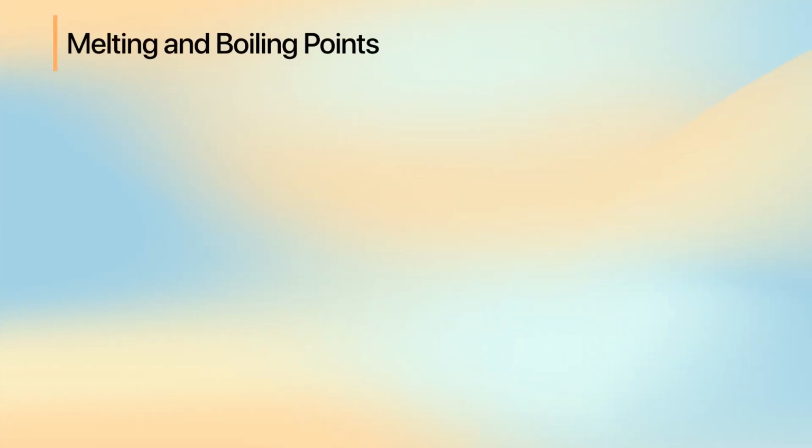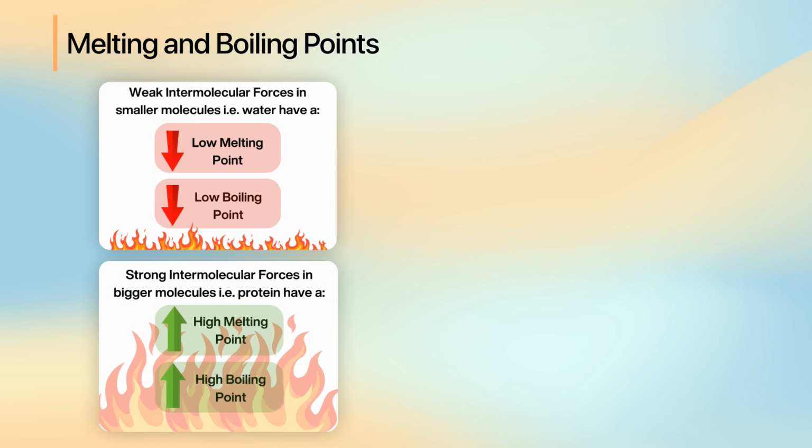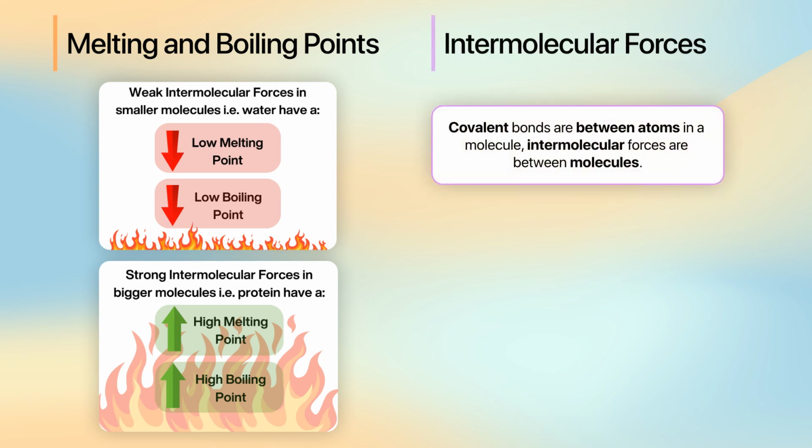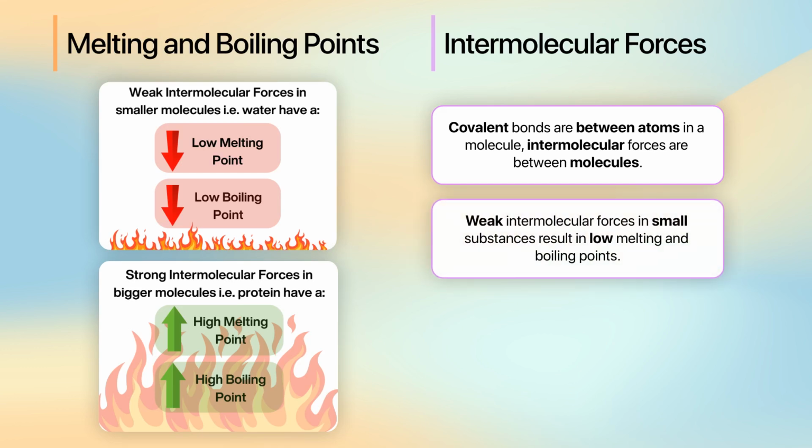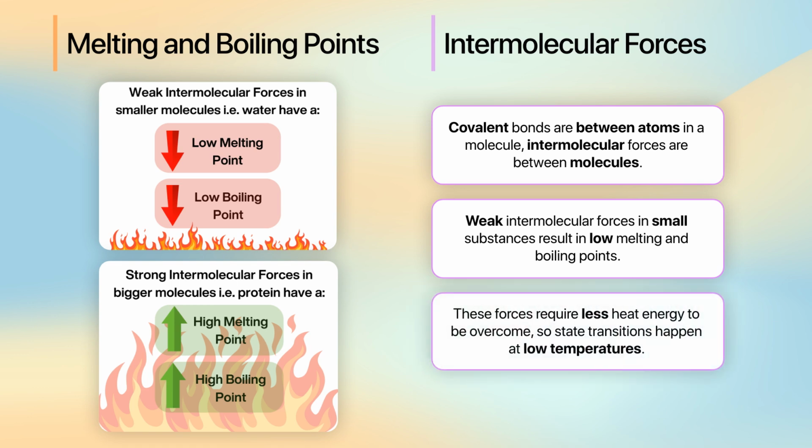In today's lesson, we delved into the properties of small molecular substances, particularly focusing on their low melting and boiling points. We distinguished between covalent bonds and intermolecular forces, and understood that it is the weak intermolecular forces in small molecular substances that result in low melting and boiling points. Since these forces require less energy to overcome, these substances easily transition from solid to liquid and liquid to gas at relatively low temperatures. This foundational knowledge will help us predict and explain the properties and behaviors of various molecular substances.